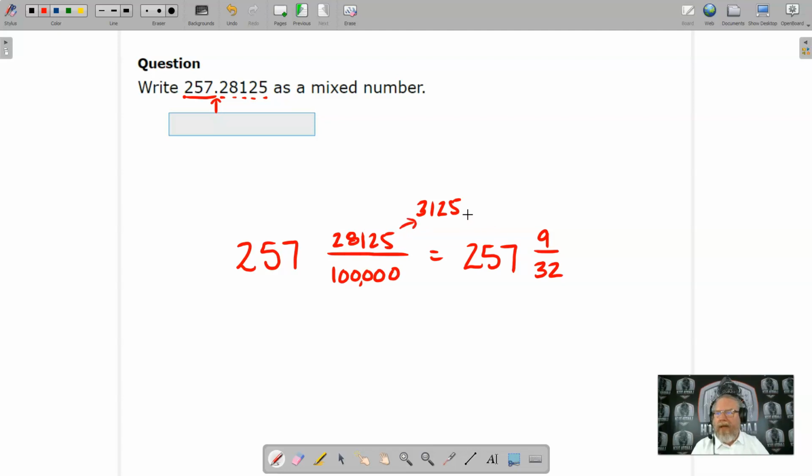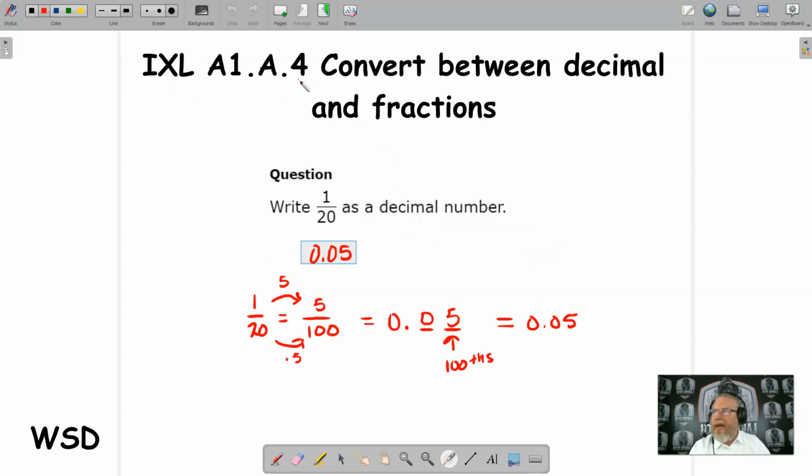So that means that we divided the numerator by 3,125 and got 9. And if we did the same to the denominator, divide 100,000 by 3,125, then this would give us 32. So that's the value that the numerator and the denominator are both being divided by in order to simplify it down to 9/32. All right, so those are all of my examples for IXL.A1.A.4, convert between decimals and fractions. Good luck with your activity.